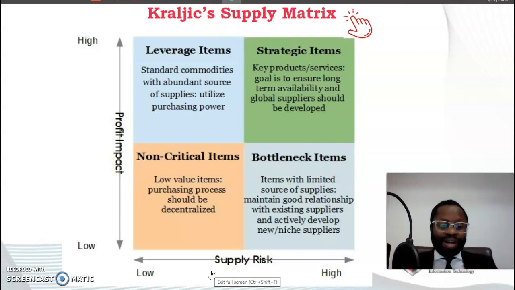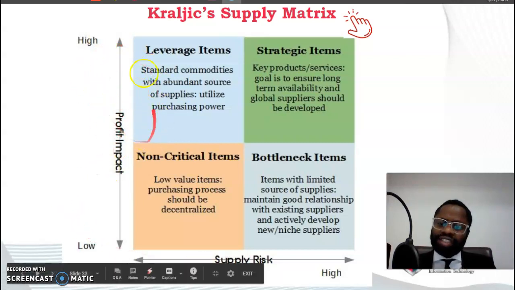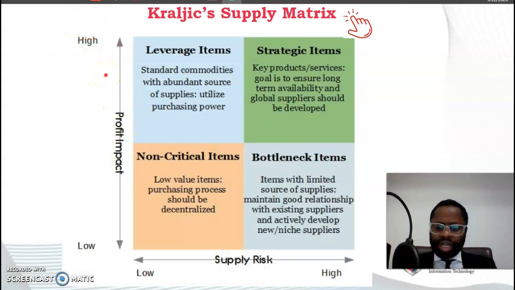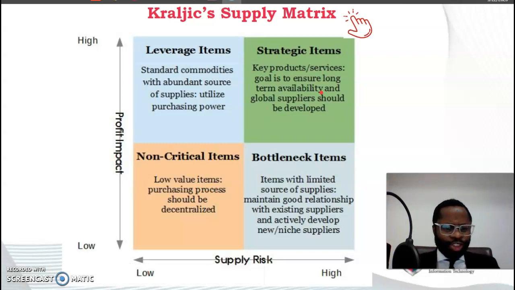Now, profit impact. Aircrafts don't make money unless they are flying. So if there are problems, some disruption with your engine supplier, and there's an aircraft on the ground, it is sure to affect your profit. So it will impact on your profitability. So profit impact high, supply risk also high. Strategic items.